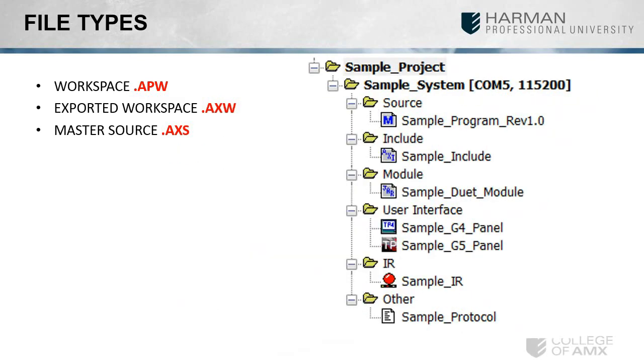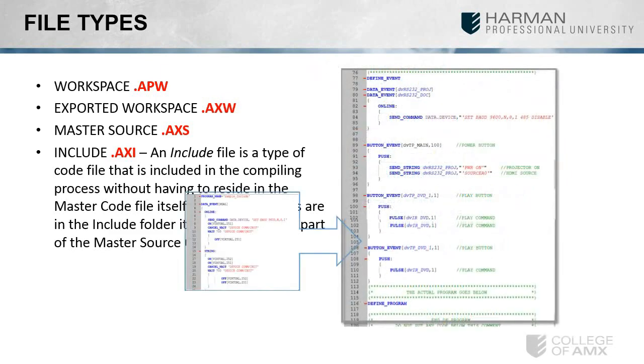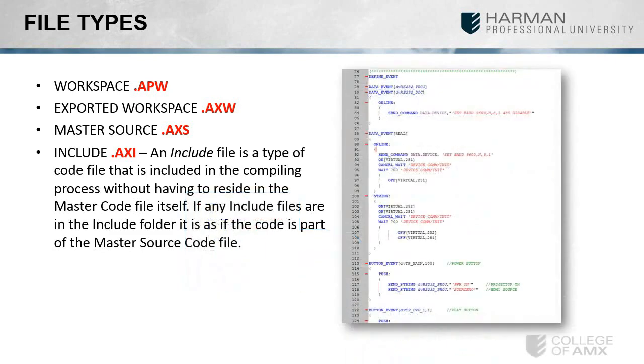Include files are created with the AXI extension. These files are similar to source code files in that they contain written code to be compiled. Include files cannot be compiled as a standalone file. However, these files can be referenced within any source code file by using the include statement. If an include file is present in the include system file folder, and if they are referenced in the source code, they are compiled as if the code they contain was part of the master source code file.